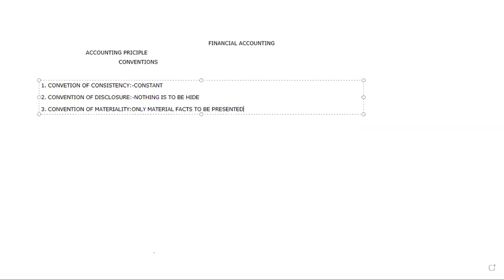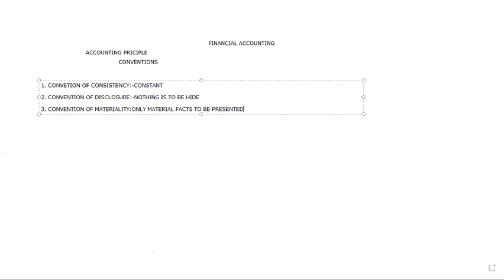So what does this mean, ma'am? Madam, it is also somewhere matching with the money measurement concept, no? Yeah, of course, a little bit it is matching with the money measurement concept also. Now, what does the money measurement concept say, ma'am? Everything which can be counted in terms of money is only to be taken into consideration. Anything which cannot be counted, which cannot be compared.